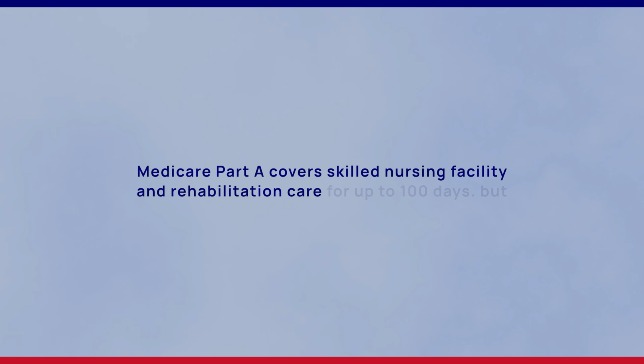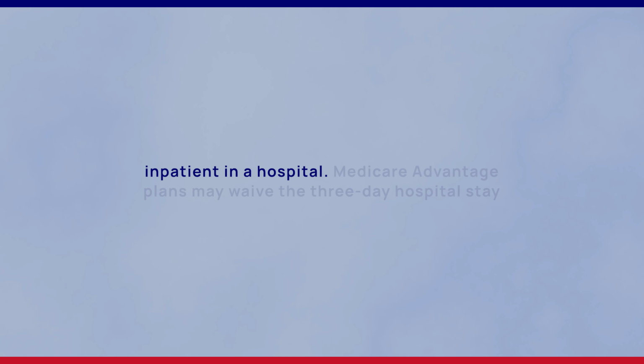Fourth, Medicare Part A covers skilled nursing facility and rehabilitation care for up to 100 days, but this coverage applies only after a beneficiary has spent at least 3 consecutive days as an inpatient in a hospital. Medicare Advantage plans may waive the 3-day hospital stay requirement depending on plan rules.